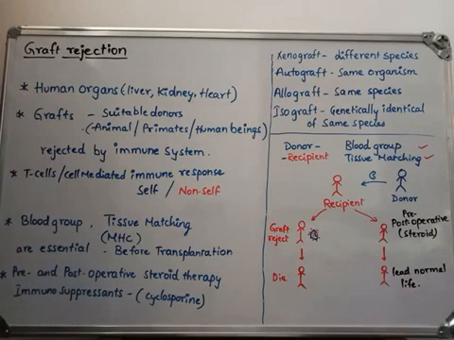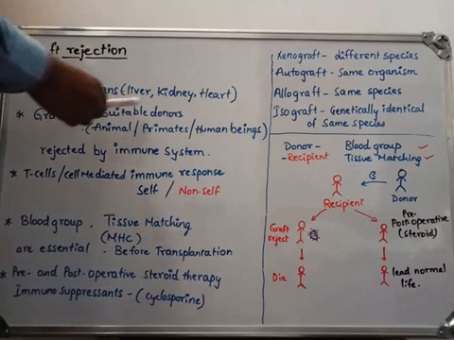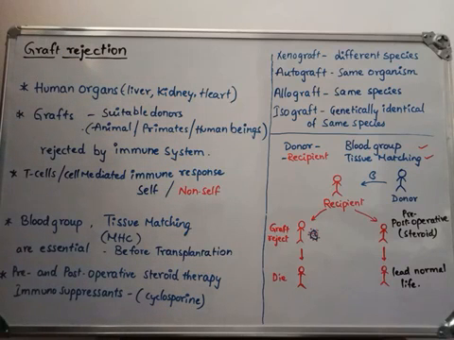Hello students, in continuation to our last class, we need to study graft rejection. When any person is severely injured in an accident, one or a few of the organs may be damaged and may not work properly. In such a situation, such organs must be replaced from a suitable donor. Such a procedure we call organ transplantation.